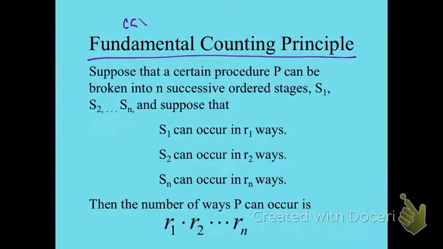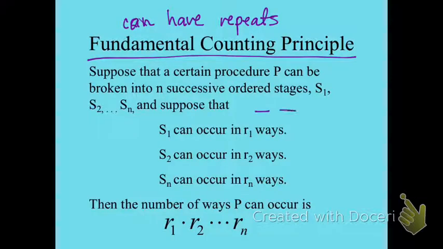So I want you to put that on the top. You can have repeats. So you can repeat numbers. That doesn't mean you always do, but you can have repeats. So suppose that you have some certain procedure that is broken into successive ordered stages. For instance, let's say that you have an iPhone code. So your passcode is 4 digits long.